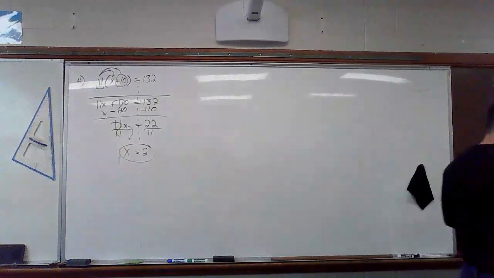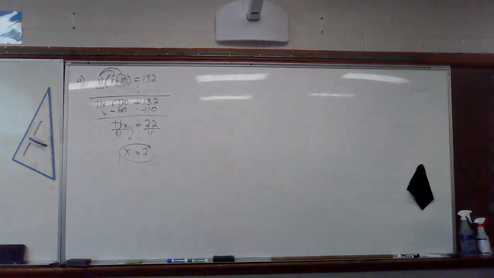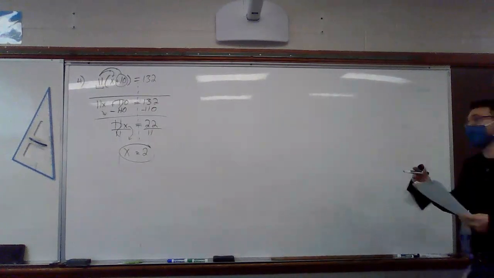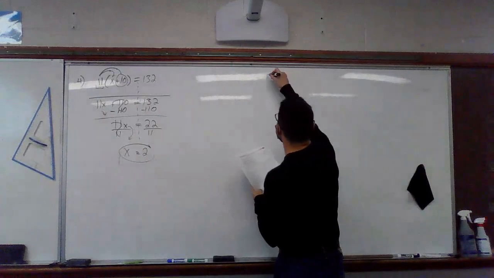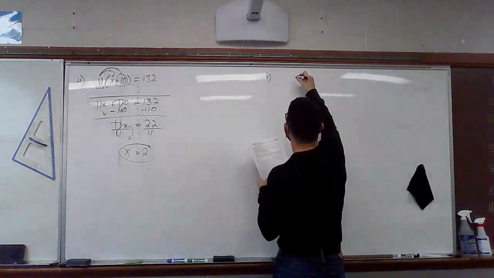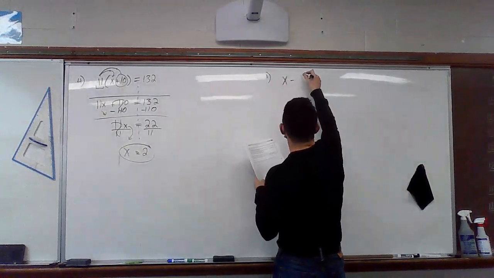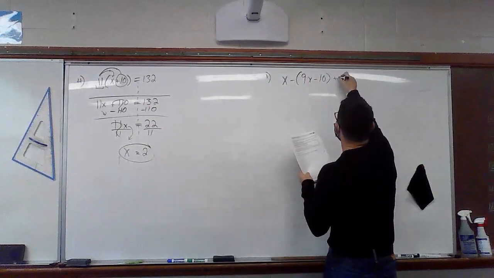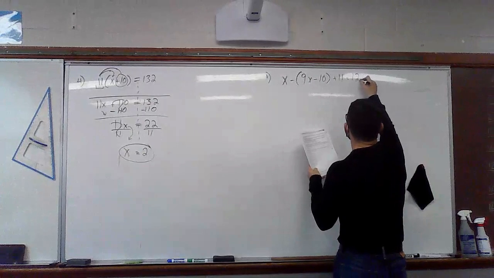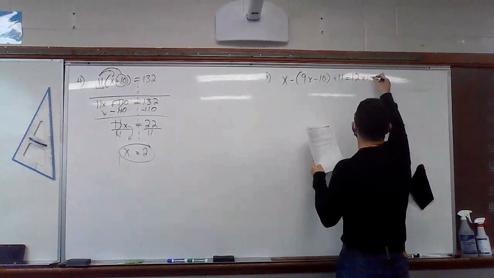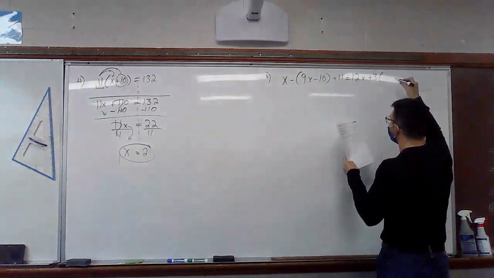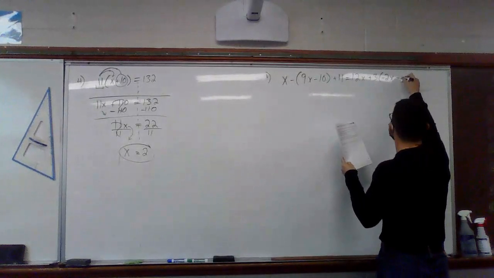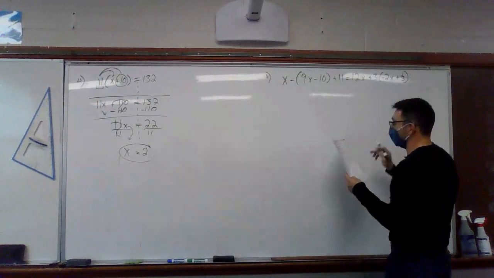For some reason, and I don't necessarily agree with Engage New York on this, we're going to go do number 1. So we've just done number 4, which is much easier than number 1. Number 1 is x minus (9x minus 10) plus 11 equals 12x plus 3(negative 2x plus 1/3).